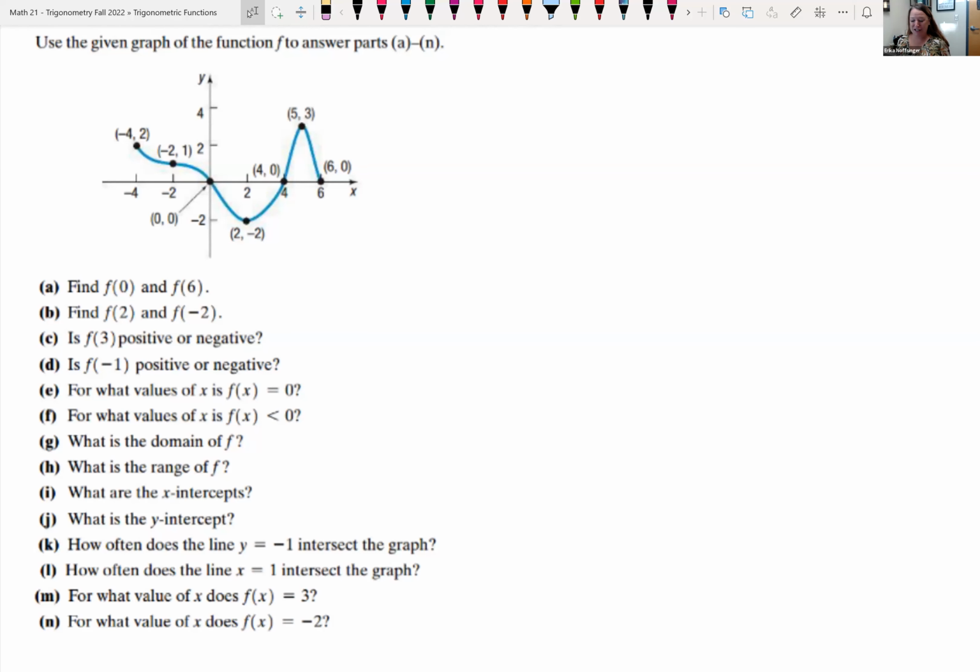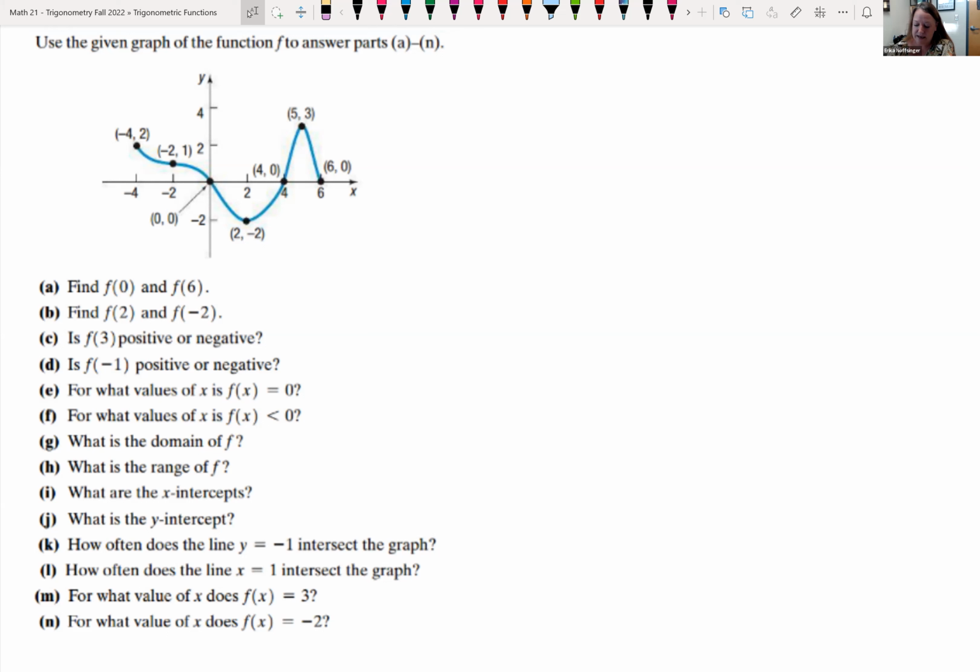So I have another question in front of us. This question is just to look at a graph of a function, be able to interpret what the question is asking us to do, and answer the questions. So we're given this picture of a graph of a function in front of us. And the first question says, find f of 0 and f of 6.